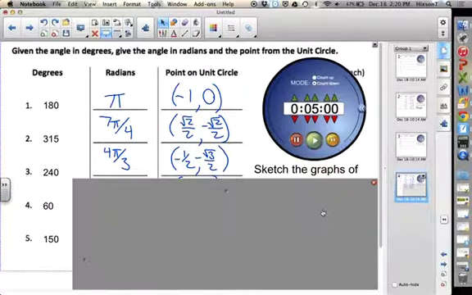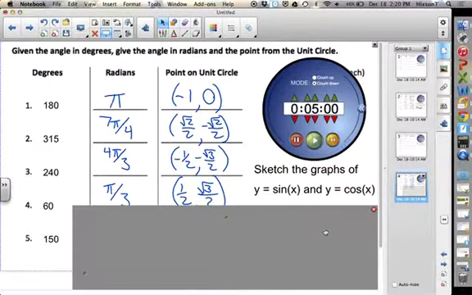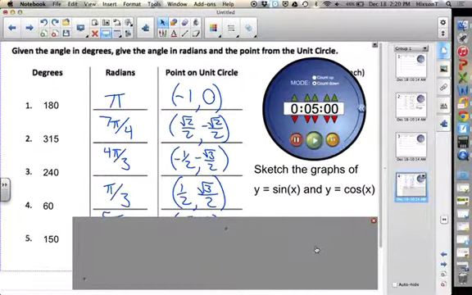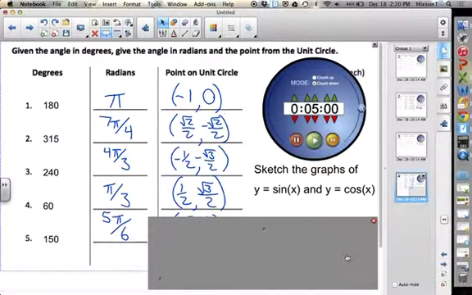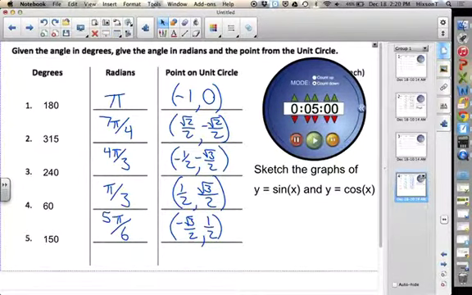Okay. All right, how about 60 in radians, Jason? Pi over 3. Good. And what's the point, Tristan? 1/2, √3 over 2. Good. And then for 150, Evan? 5 pi over 6. Okay. And then for the point, Amanda? Negative √3 over 2 and 1/2. Okay, good. And of course the sketch is the same as the first time.